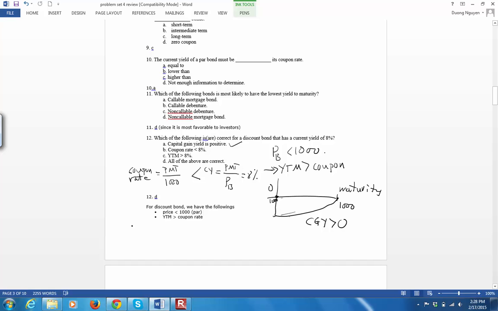And what about the yield to maturity? Yield to maturity is equal to current yield plus the capital gain yield. Now current yield is 8%, capital gain yield is positive, so therefore the whole thing has to be more than 8%.